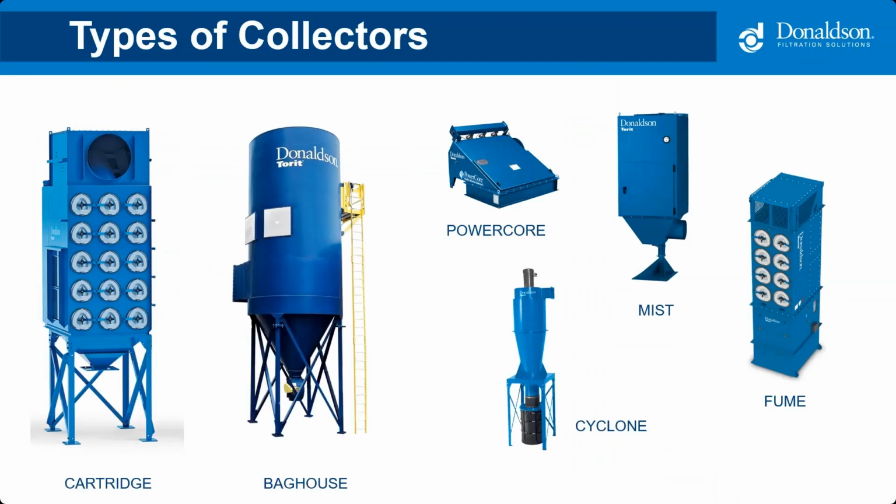The two most common types of collectors are cartridge and baghouse. But if those don't work for your application, there are others, such as mist collectors for wet machining, fume collectors for applications like weld fume, cyclones, which are often used as pre-separators or for smaller woodworking applications. And finally, there's PowerCore when the size constraints are an issue.